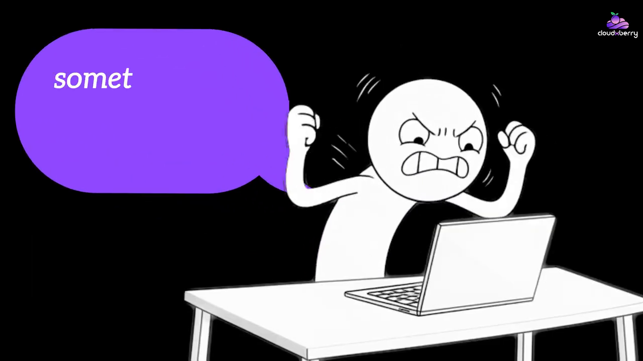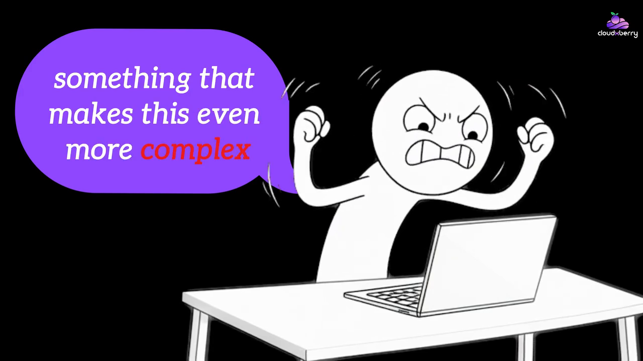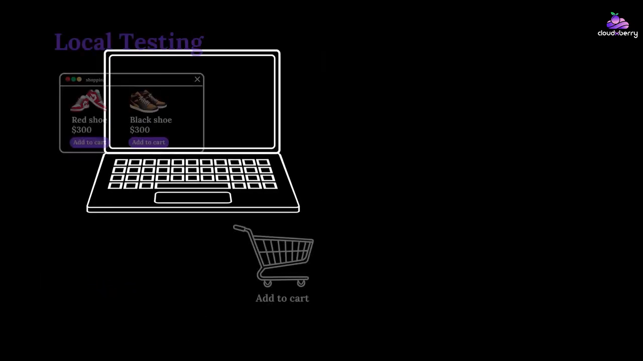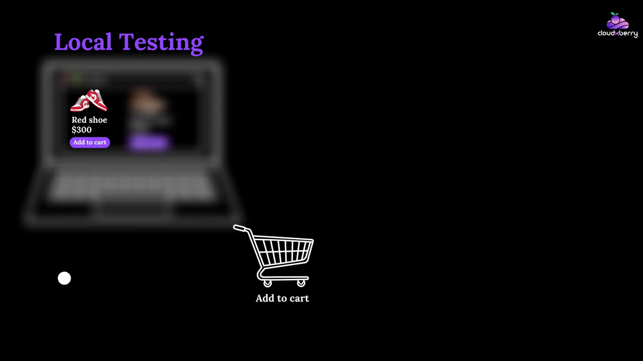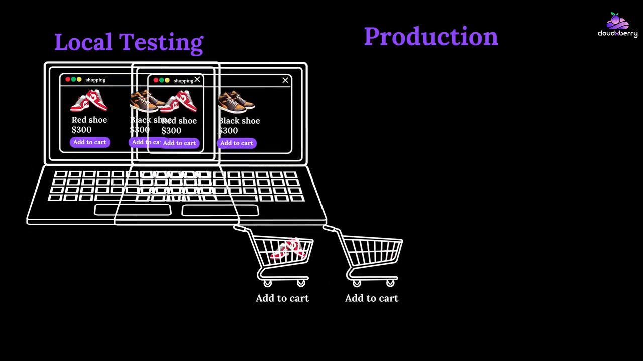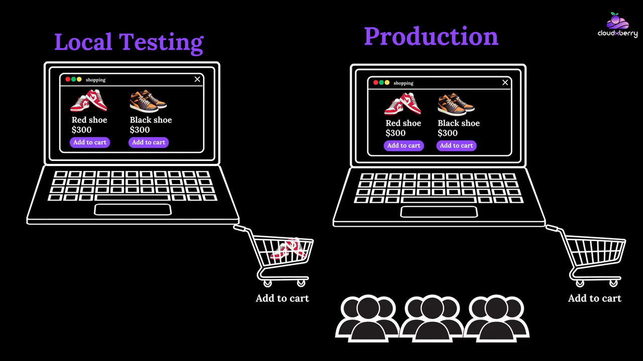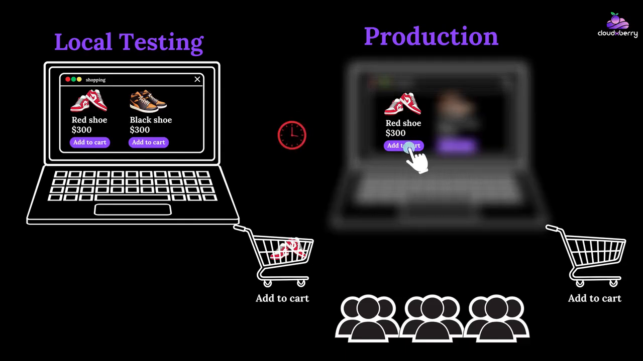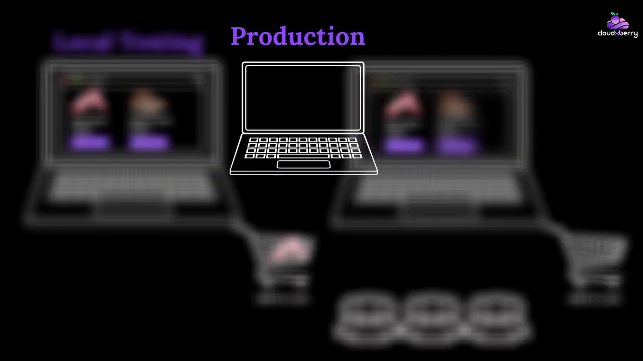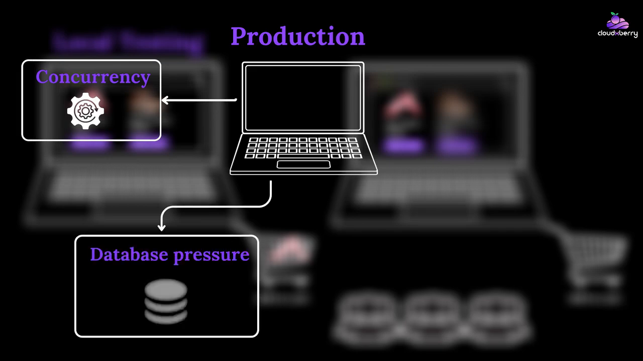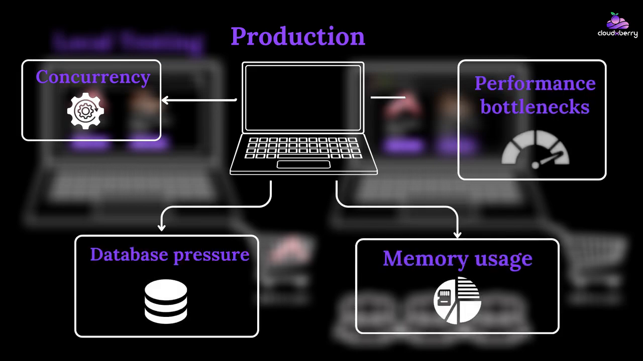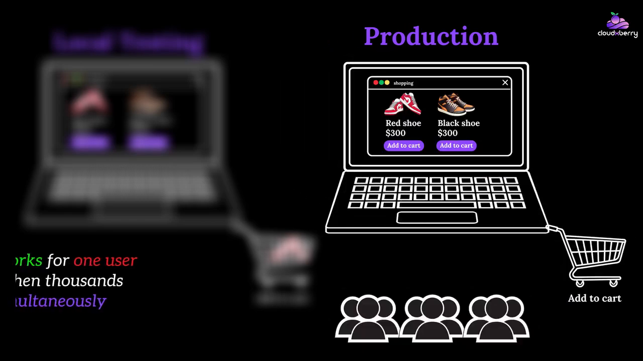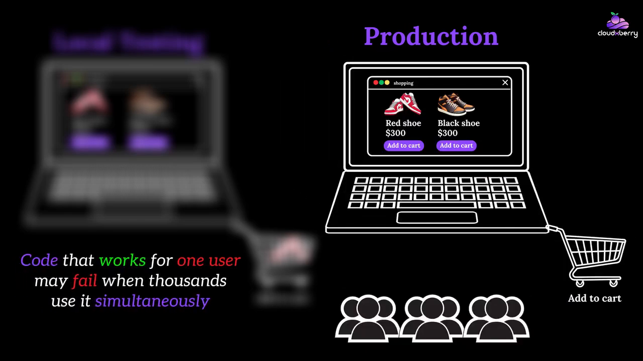Now let's talk about something that makes this even more complex: scale and load. When you test locally, you might click a button a few times to verify functionality. In production, thousands of users might click that same button at the same time. Suddenly, your system has to handle concurrency, database pressure, memory usage, and performance bottlenecks. What worked perfectly in isolation can fail completely under load.